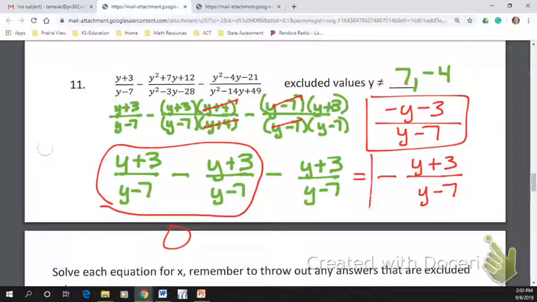Everybody okay with that? I don't have to worry about the excluded value 7, but there's 7 and negative 4. I still have to put that negative 4 in there because it made the original problem denominator come out to be 0. Okay? All right, everybody okay with number 11?